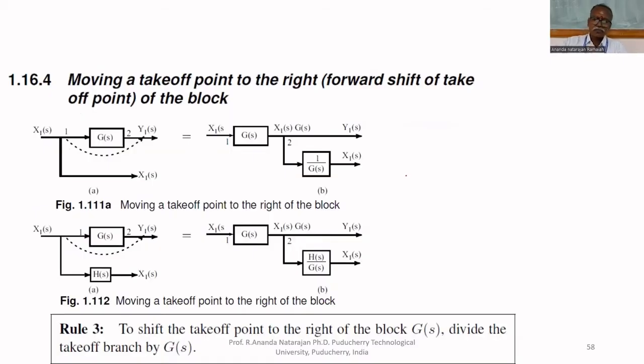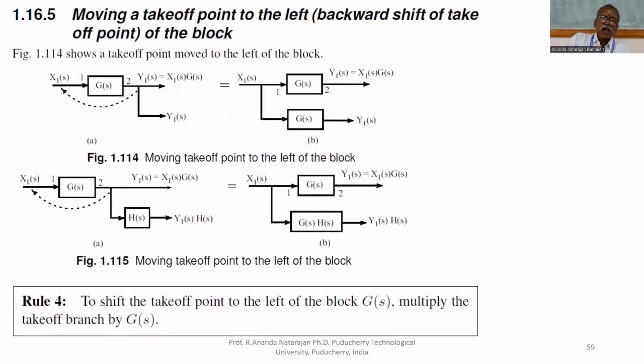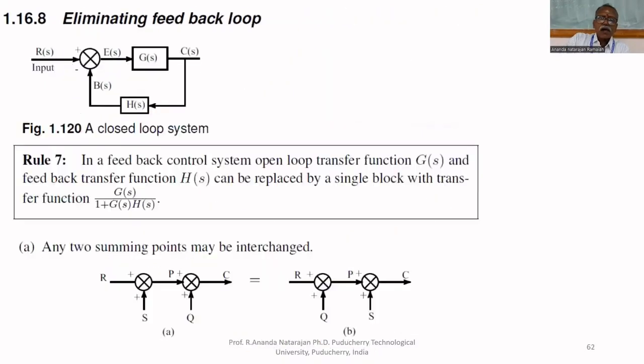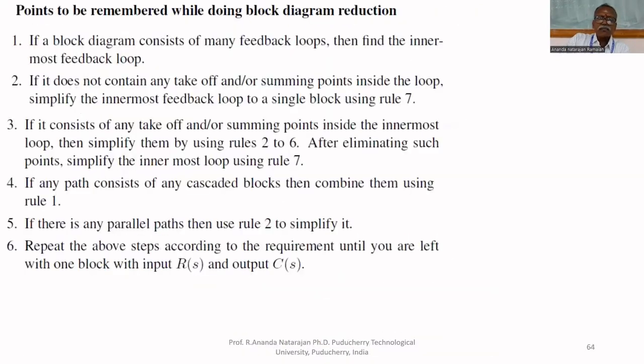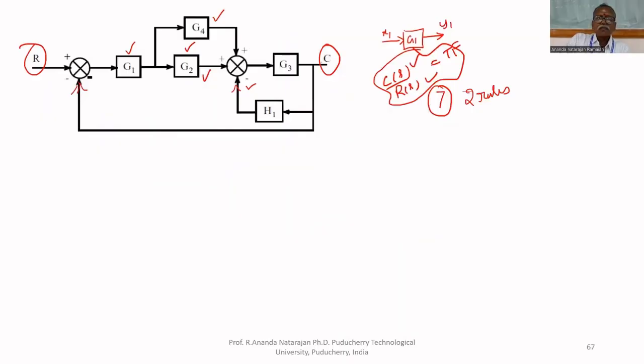Third block. In the block diagram, you can say that this is called a takeaway point. The output of G1 is given to G2 as well as G4. That's why this point is called a takeaway point.